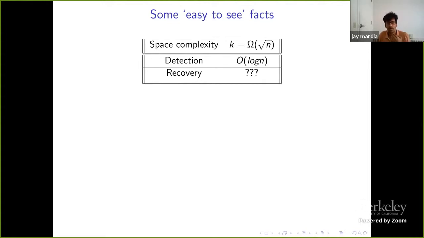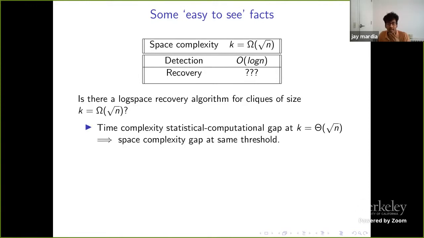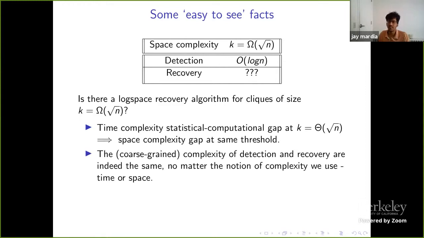However, all of the existing algorithms for recovery seem to require polynomial amounts of space. And so the question here is, is there actually a log space algorithm to recover planted cliques of size larger than omega of root n? If we can come up with such an algorithm, the nice thing is that the conjectured time complexity based StatComp gap at this threshold would also hold for space complexity at the same threshold. And even for space complexity, we would know that detection and recovery are the same for this problem.